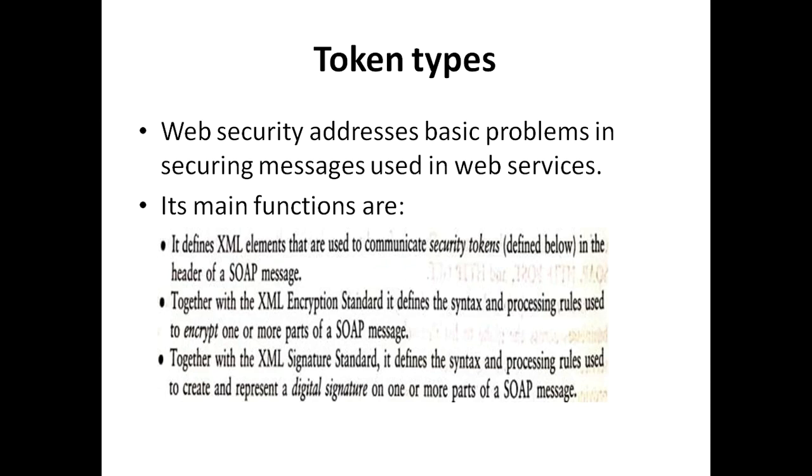Token types. Web Services Security, also called WS-Security, addresses some of the basic problems in securing messages used in web services. Its main functions are: it defines XML elements that are used to communicate security tokens in the header of a SOAP message. Together with the XML encryption standard, it defines the syntax and processing rules used to encrypt one or more parts of a SOAP message.